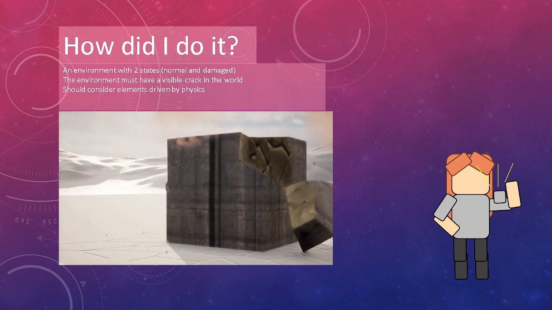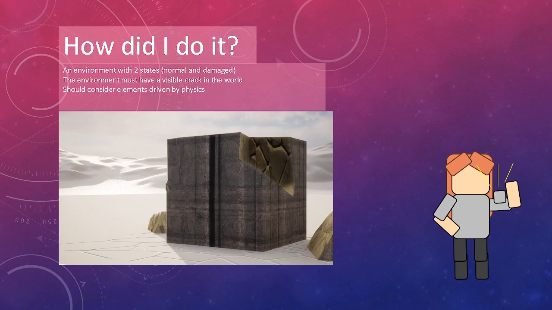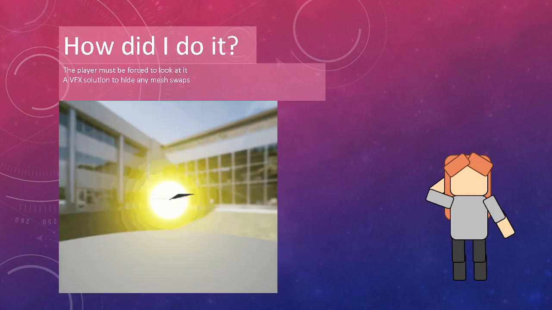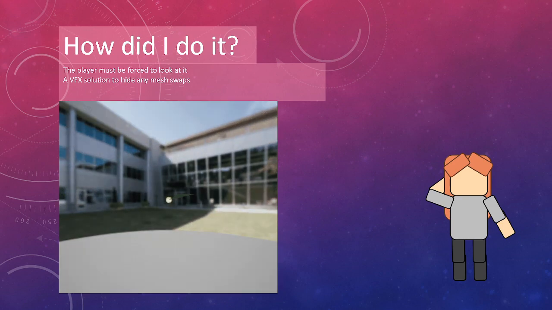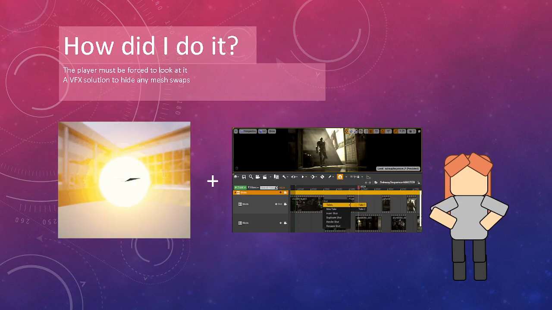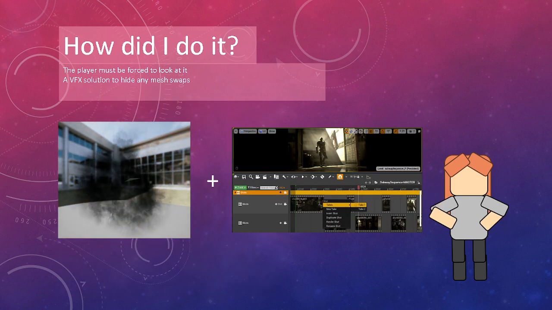Put all that together, put that on the floor, slow down the breaking of the cube a little bit, and we're getting somewhere. There's a crack in the world. There's destruction because it's an earthquake. So you've got your two states, normal and damaged. We're basically there. So the rest of it was just about getting VFX and obviously making the player look at it. So put those two together, VFX and sequencer.